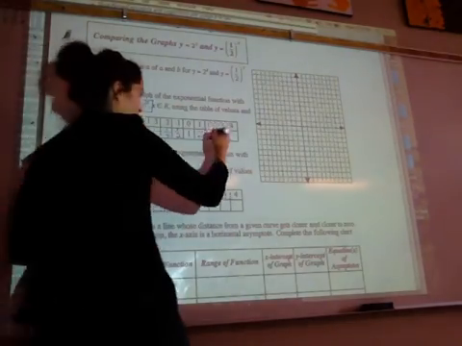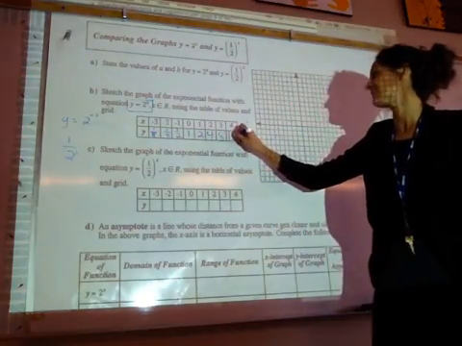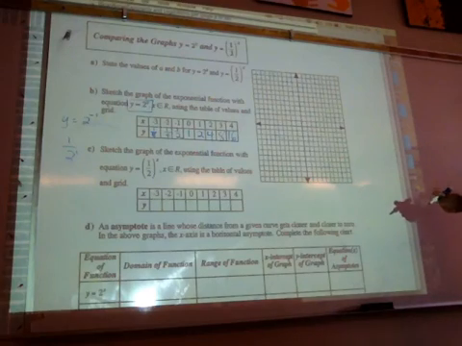Okay, what's 2 to the power of 1? 2. 2 to the power of 2? 2 to the power of 3? 2 to the power of 4? 16. Awesome. Okay, how about we plot these points?